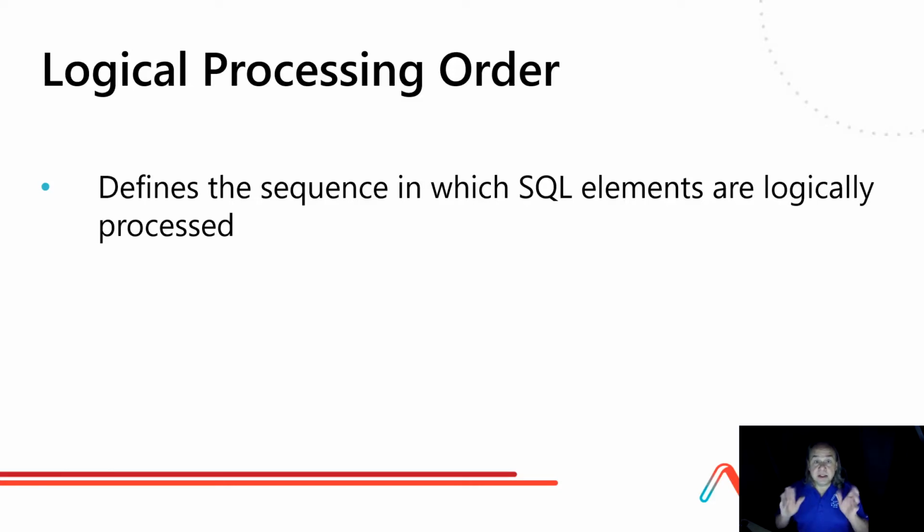I want to absolutely emphasize this. Logical processing order is not the same as physical processing order. They are two completely different things. Logical processing order gives us the steps that could be followed and that will guarantee to result in the correct output. Physical processing order is what the optimizer comes up with. It's a better way to find the correct answer. And the job of the optimizer is to do just that.